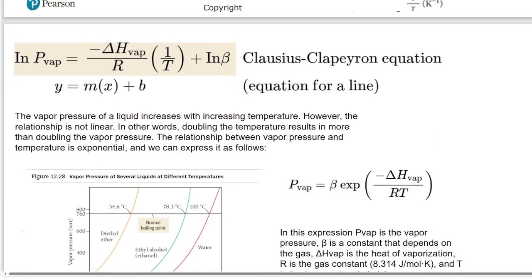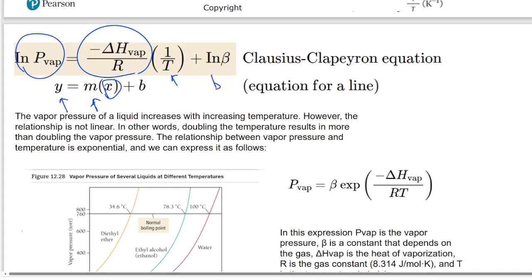So if we do some mathematical manipulation, we can derive an equation where we can relate vapor pressure to temperature in the form of a line, where the ln of vapor pressure is equal to negative delta H of vaporization over R times 1 over the temperature plus ln of B, where ln of B is the y-intercept. The negative delta H of vaporization over R is our slope. 1 over T can be our x, and ln of P is our y.